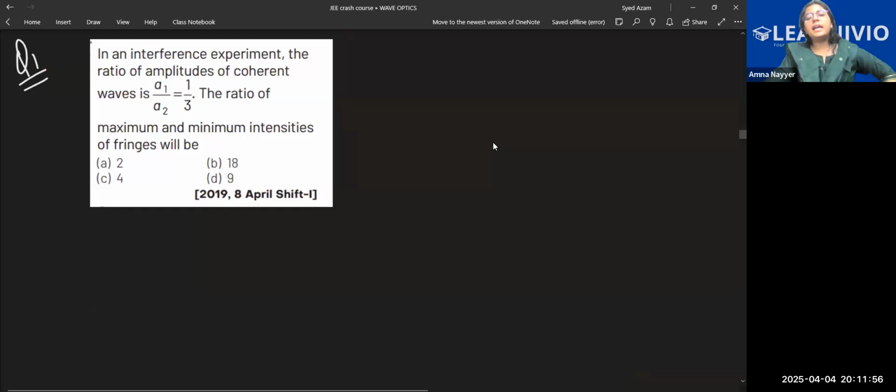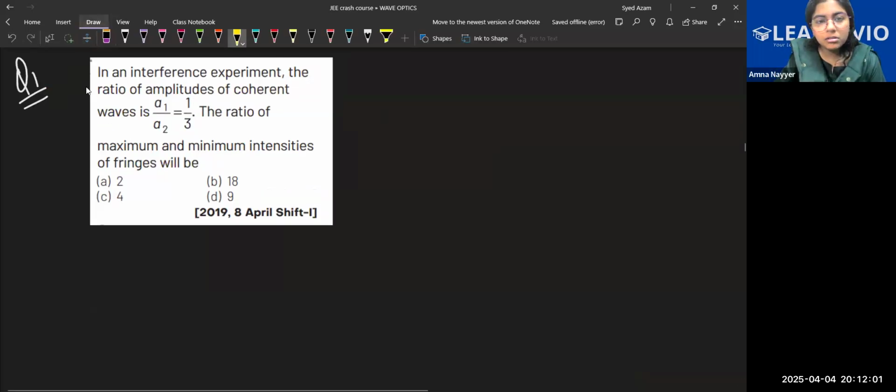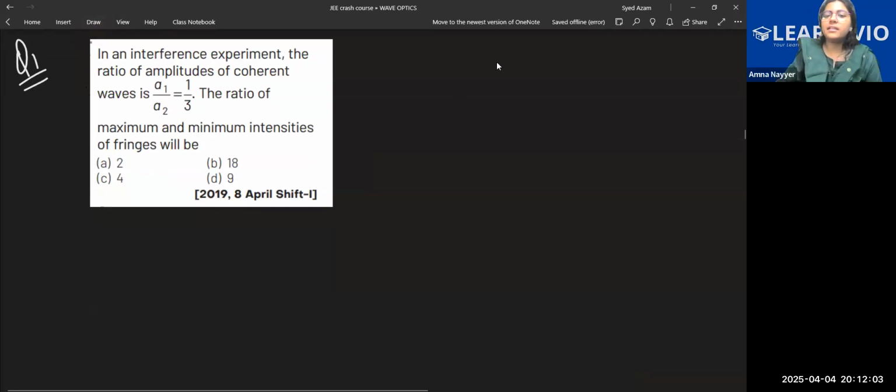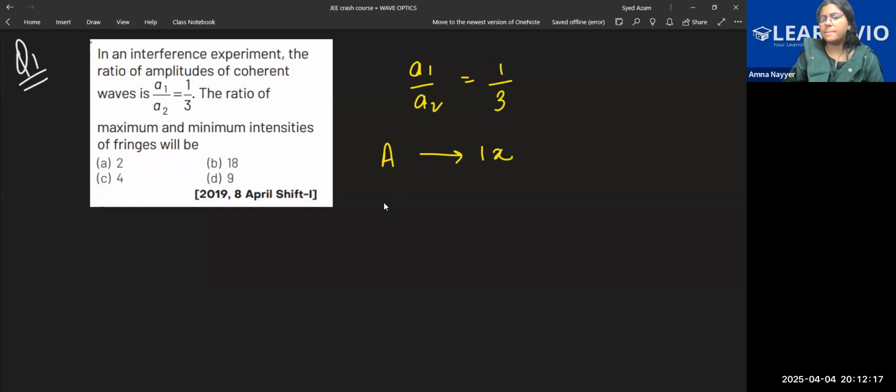Let's start with the question. See, this says that in an interference experiment, the ratio of amplitudes of coherent waves A1 by A2 is 1 by 3. So basically it means that if the first one whose amplitude, let's say A, is 1x, A2 will become 3 times x, right? Just putting the constants. Now it is saying ratio of maximum and minimum intensities of the fringes will be.